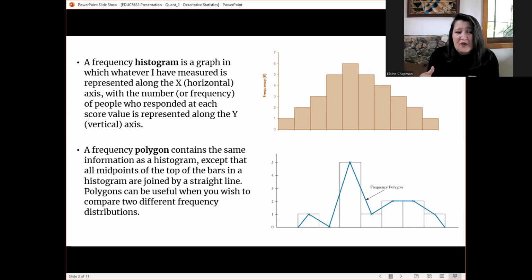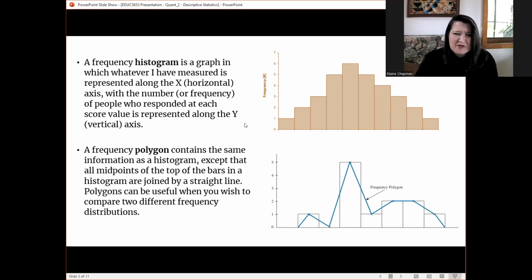A frequency polygon contains exactly the same information once again as a histogram, except that we use lines instead of bars to represent where the frequencies actually fell in our group of scores. So in order to do a frequency polygon, we take the midpoints of the bars in the frequency histogram, put points in the middle of each of the bars, and then draw lines in between them.